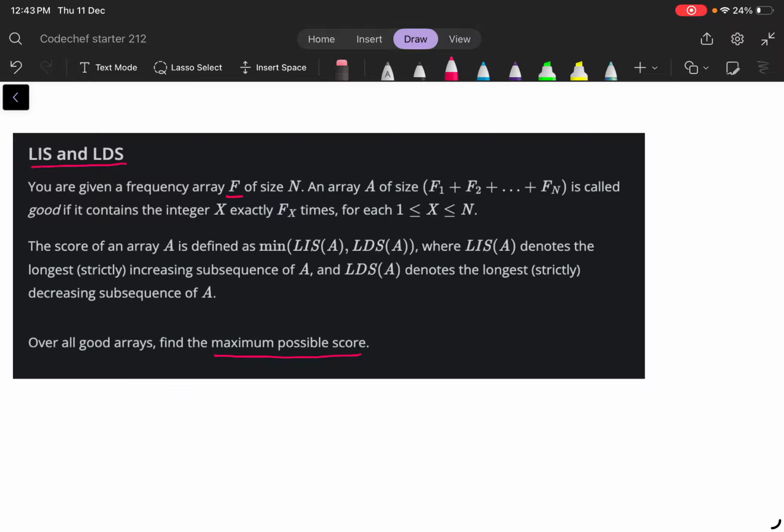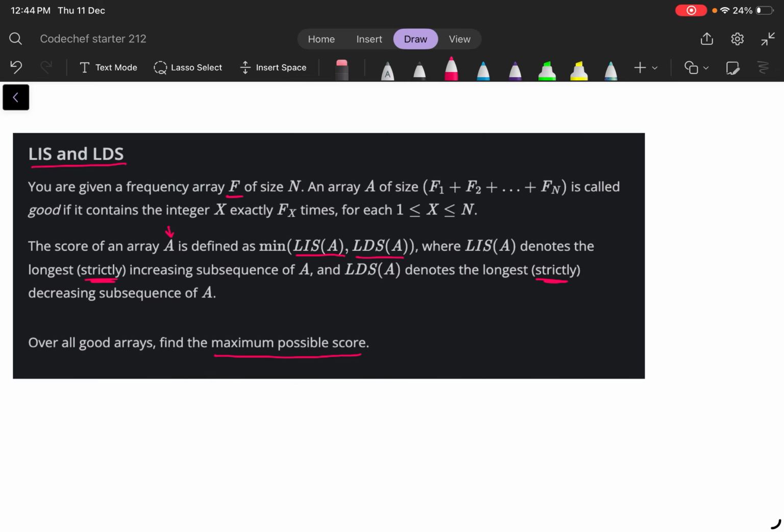Let's say the score of an array A which is built using f is defined as the minimum of LIS of A and LDS of A. Here it is very important to note that LIS of A denotes the longest strictly increasing subsequence. Similarly, LDS denotes the longest strictly decreasing subsequence. So the repetition of elements does not matter here. We only care about unique elements.